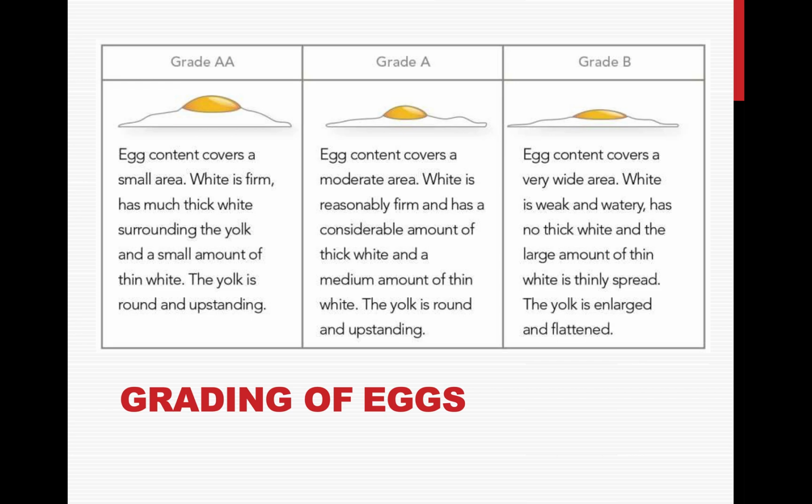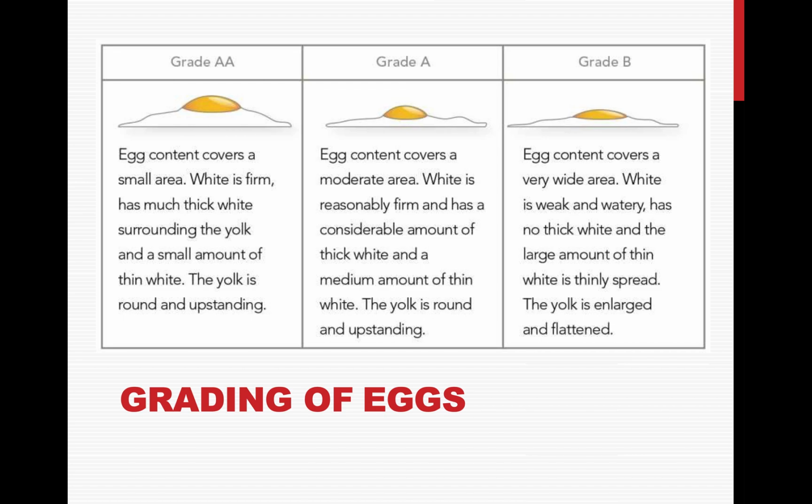So if the egg content covers a small area, the white is firm, has much thick white surrounding the yolk, and a small amount of thin white albumin, and the yolk is round and upstanding. This type of egg is graded as double A grade egg.